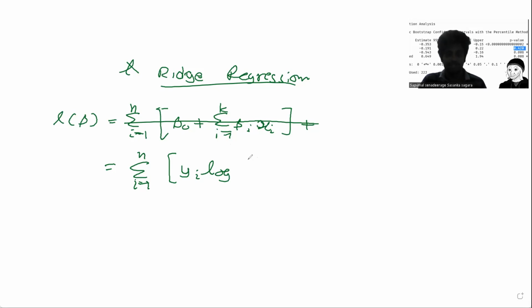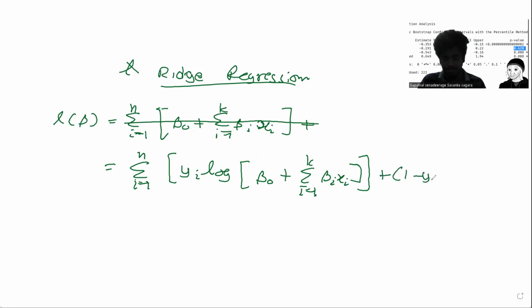So this is logarithm of beta node plus summation i is from 1 to k beta i xi, then this one, then 1 minus yi, oh, it's not closed, right? There is a summation yet. Then logarithm of 1 minus beta node plus, right, summation of beta i xi, then i is from 1 to k.